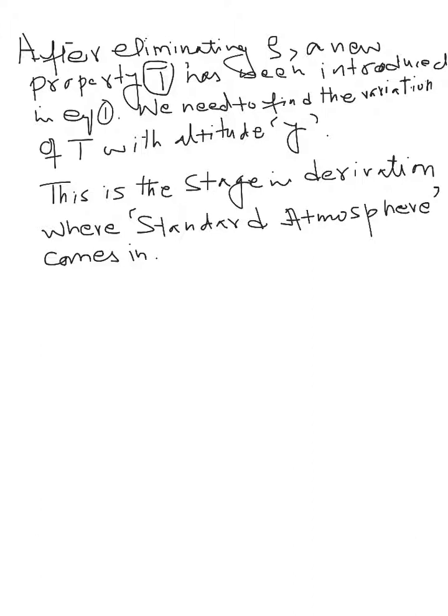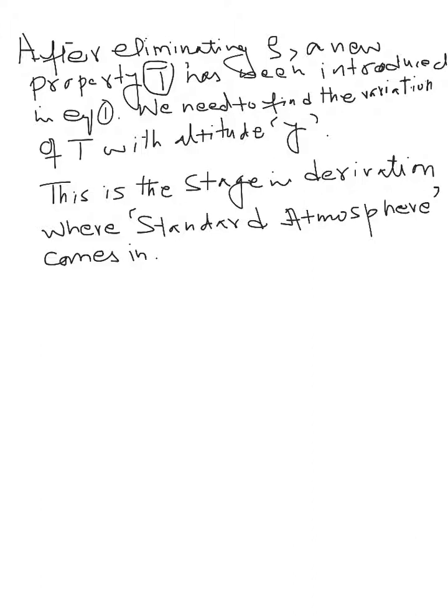As all of you know, when we talk about temperature, it varies with respect to height. This is the stage in the derivation where standard atmosphere comes in, because we are going to utilize the natural property, the variation of temperature with respect to height, altitude. It has been experimentally determined that the temperature reduces almost linearly from sea level to 36,000 feet of height.